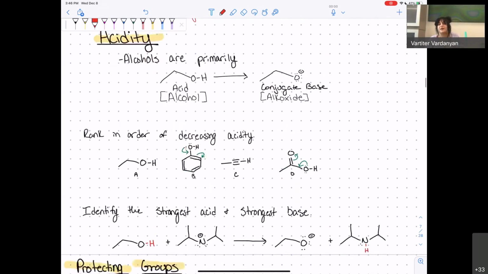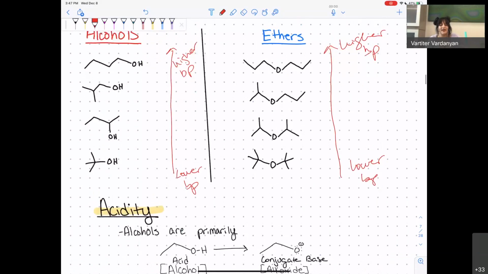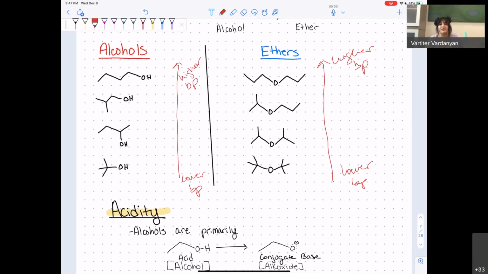Acidity, this is something we've talked about all semester. It keeps coming back. The first thing I have there is just to show you what the conjugate base of an acid is. The conjugate base is just when we take off a hydrogen and it gets a negative charge. So the conjugate base of an alcohol is called the alkoxide ion. And yes, this trend is exactly the same for alcohols and ethers, more branching, lower boiling point.